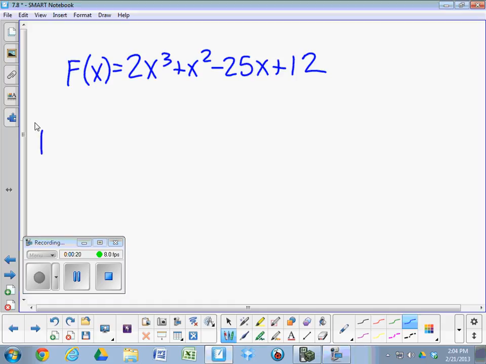So what you have to do is remember that they come in the form P over Q. All right, that's where they show up, P over Q. The P's come from the number at the end, called the constant. So the P is at the end of the function. So the P comes from the factors of 12.